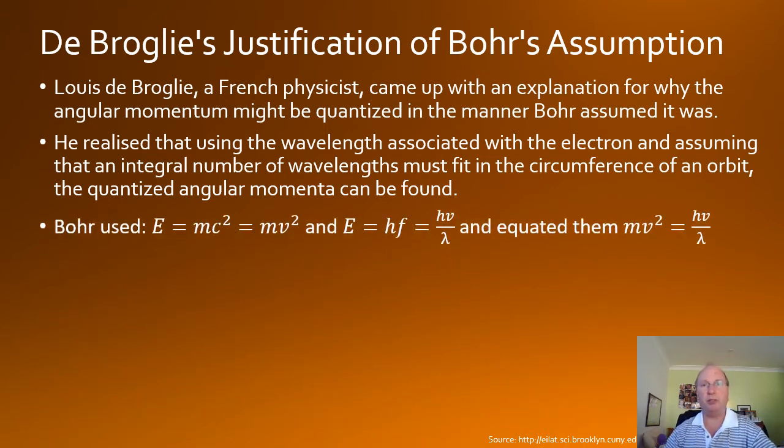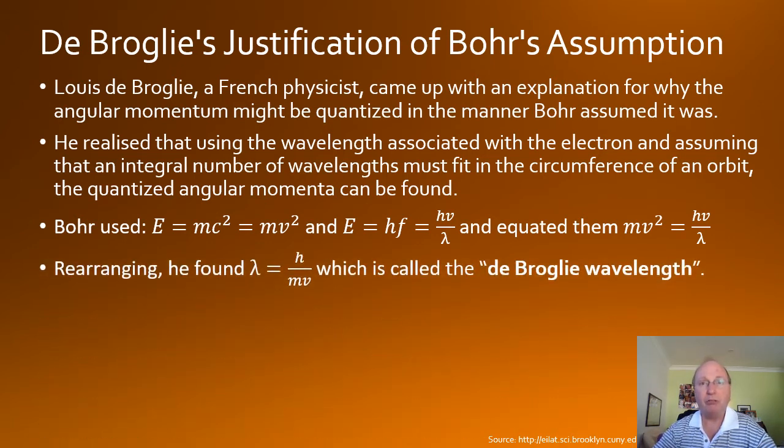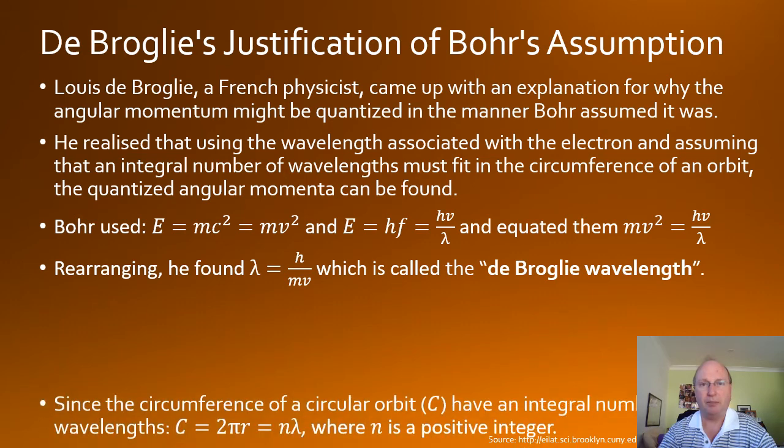So Bohr used E equals mc squared, Einstein's famous energy-mass equivalence equation, which is the same as E equals mv squared for any velocity. And he also used E equals hf, Planck's constant times frequency, which is E equals hv on lambda, just replacing with the wave equation, and he equated them to get mv squared equals hv on lambda. Rearranging, he found lambda equals h on mv, which is called the de Broglie wavelength.